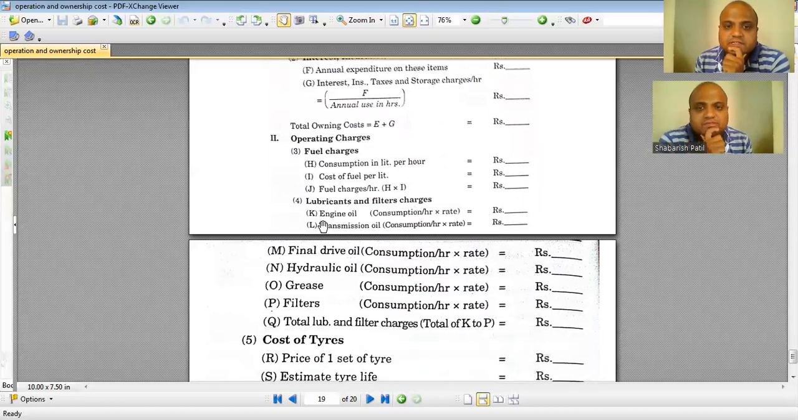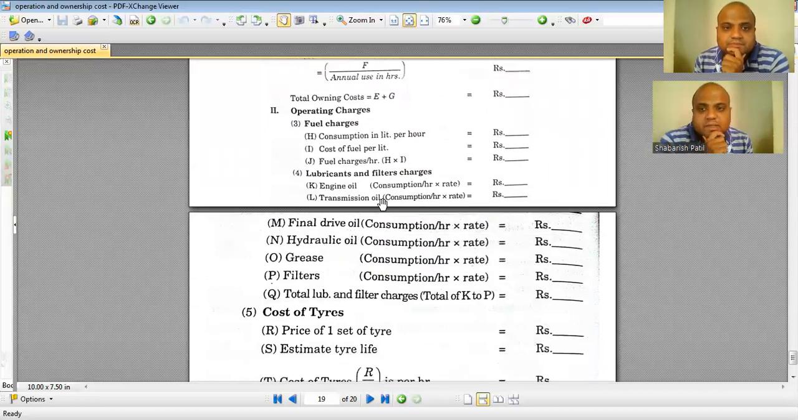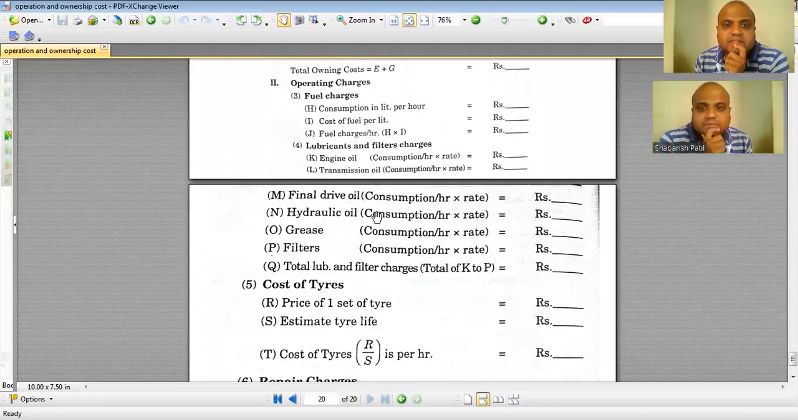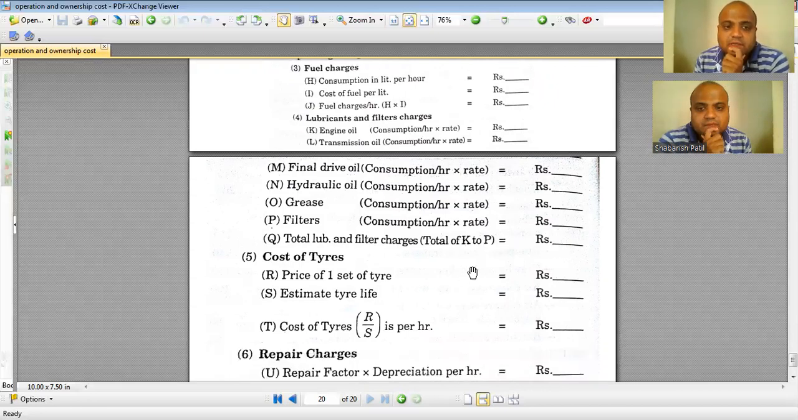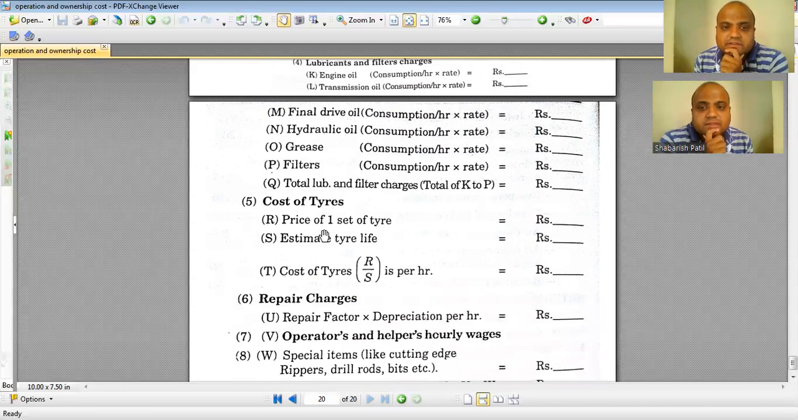Lubricants and filters, that is engine oil, transmission oil, and then final drive oil, hydraulic oil, grease, filters, total lubricants and filter charges. That is the sum of all these things that we will be having. Then another one is cost of tires, price of one set of tires, estimate the tire life, and then cost of tires is R by S per hour.